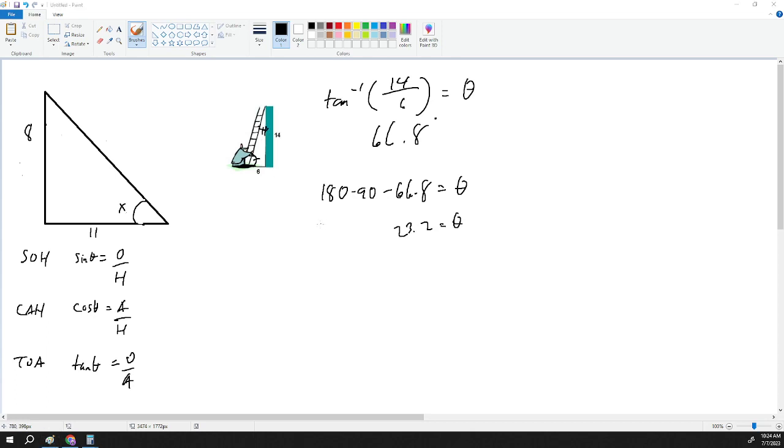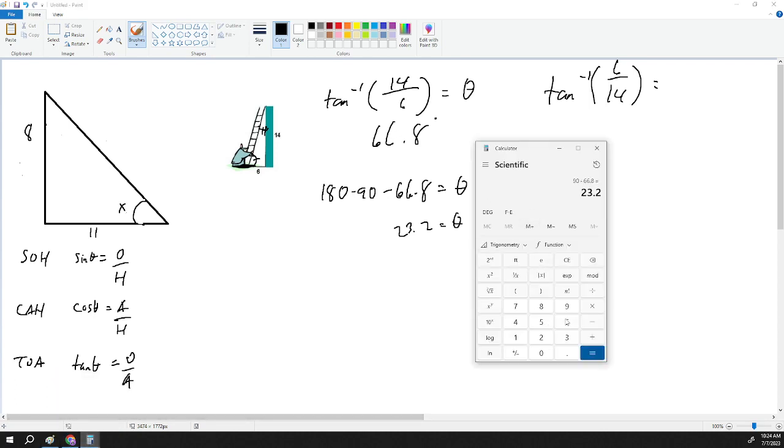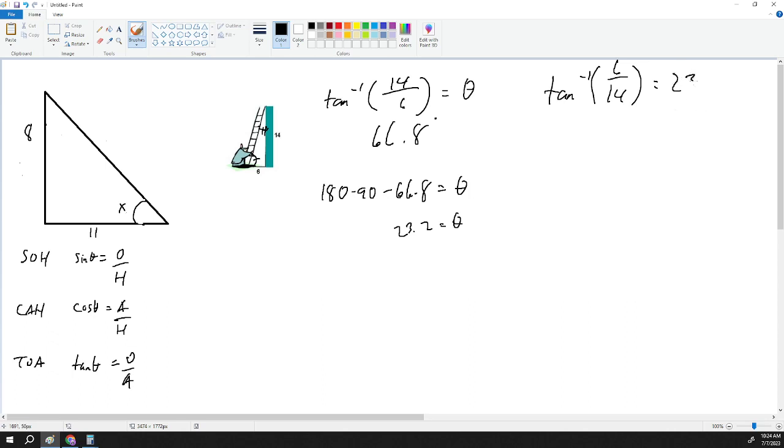Or kung ayaw nyo gawin yun, we can also use our tangent, or inverse tangent. So 6 is my opposite now. 14 is my adjacent. We get 6 divided by 14, arc tan, we get 23.19, but we round it up because of the 8. It is 23.2. All right. So given an angle and a right triangle, this is basically just 90 minus that angle.